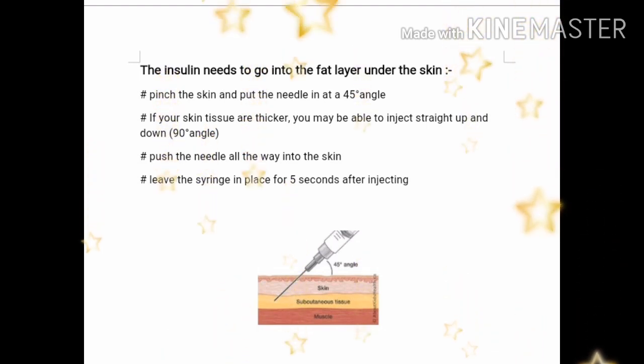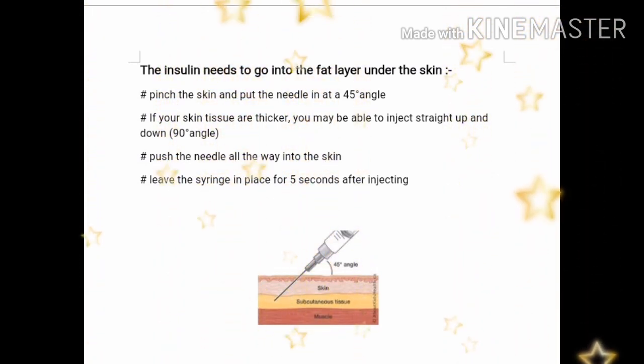It means if you inject insulin in a fatty area, first pinch the skin and hold the needle at a 45-degree angle. And if the person's tissue is thicker, then it should be straight up and down at a 90-degree angle. And then push the needle into the skin and leave it for 5 seconds after injecting for better absorption.